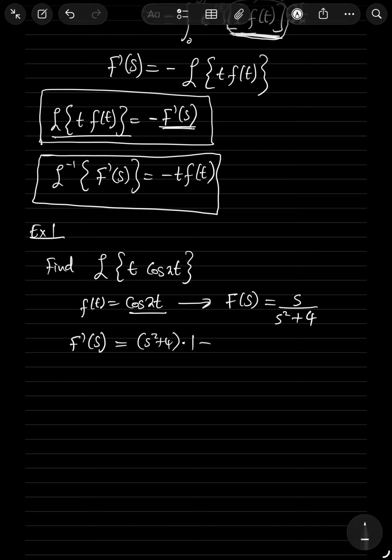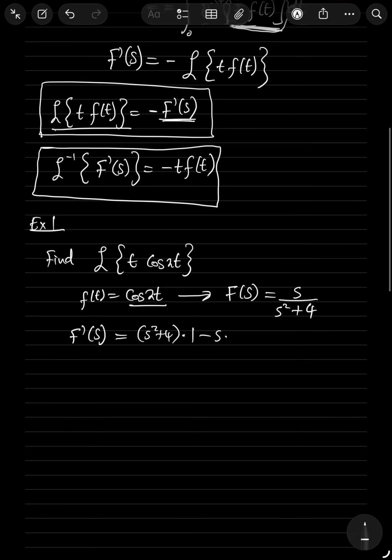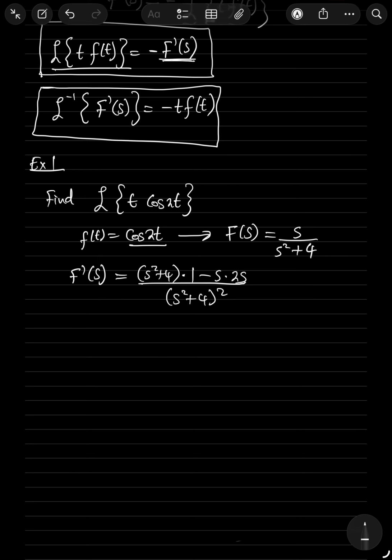Times 1 minus, this is going to be times 1 minus s, 2s, if I'm not mistaken, then all of this is s squared plus 4 squared, using the quotient rule.